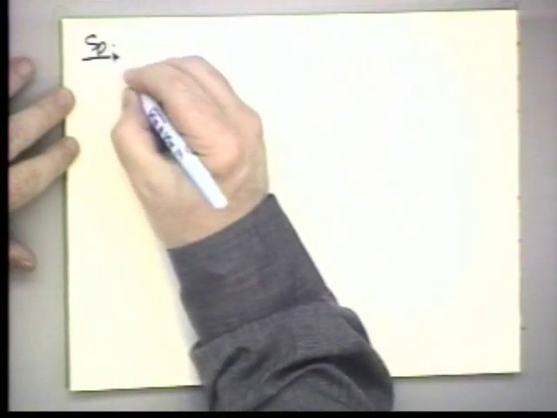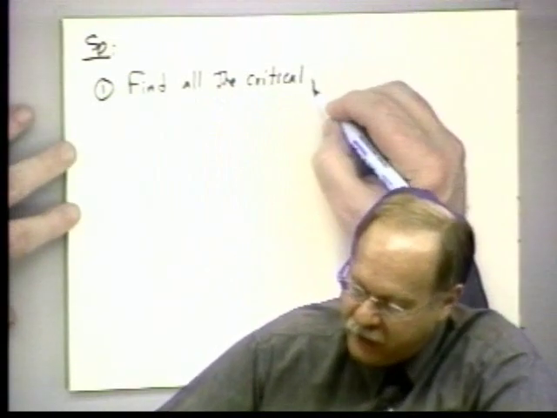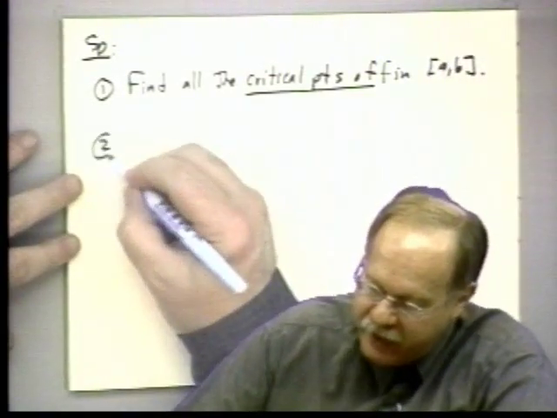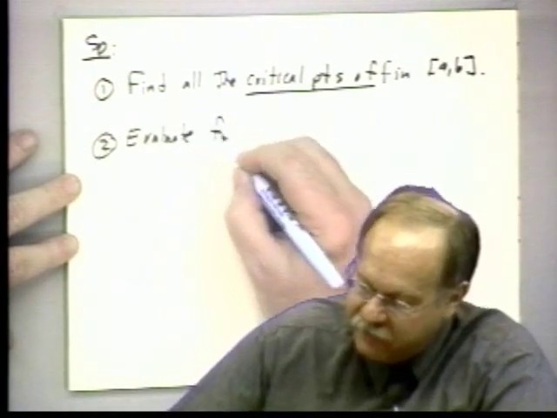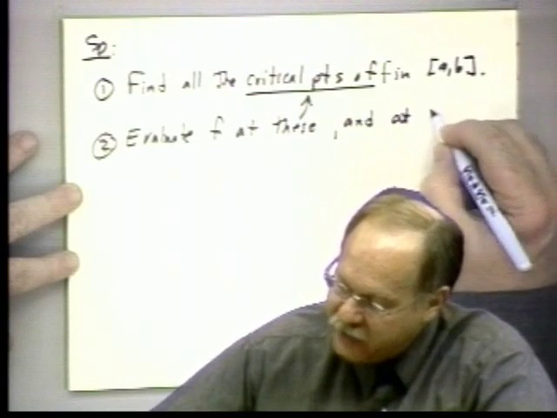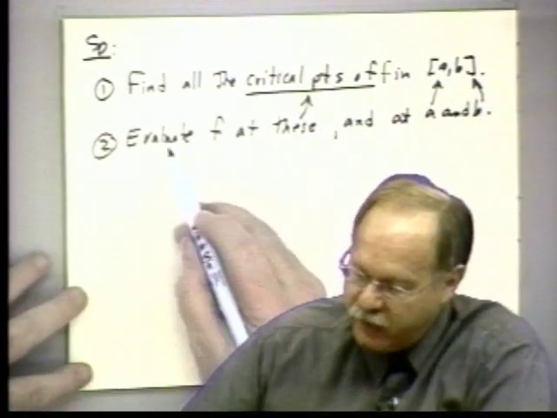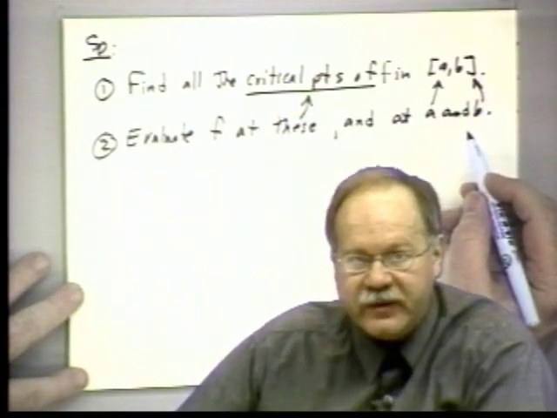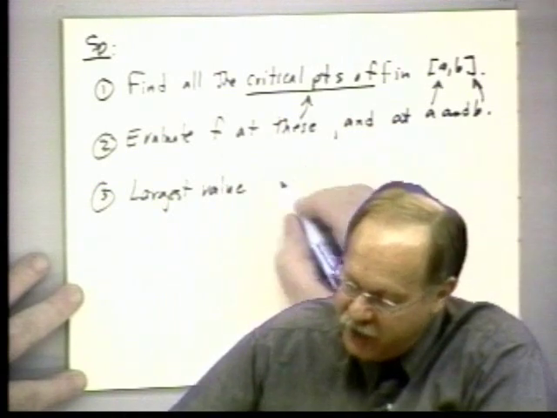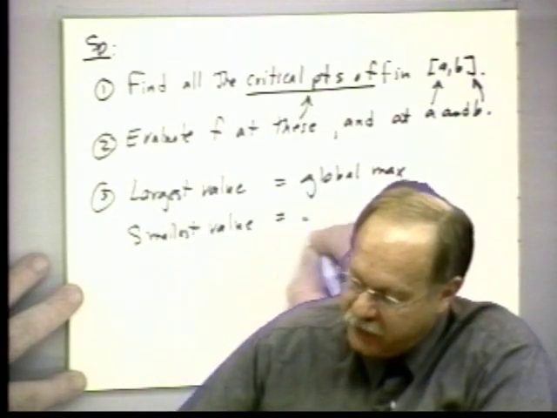Well, here's the procedure. What you want to do is, first of all, find all the critical points. That usually takes a bit of time, so you go ahead and do that first. Find all the critical points of f that are in the interval in question, the closed interval AB. Then you evaluate f, the function, at these critical points, and also evaluate it at A and B, which are the two endpoints of the interval. So you have this collection of critical points and the endpoints. You evaluate the function at all of them. One of those will be the global maximum and one will be the global minimum. The largest value that you get in this process will be the global maximum. And the smallest value that you get will be the global minimum. It's just that simple.